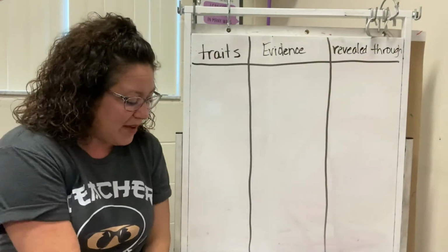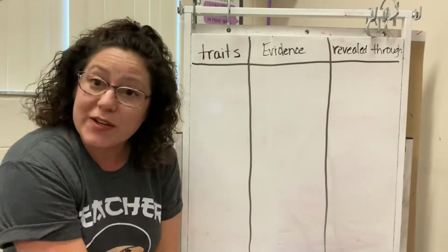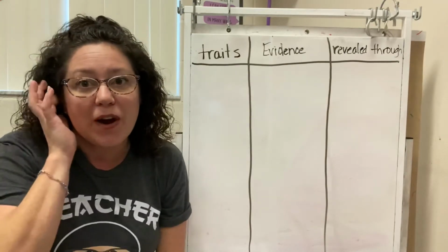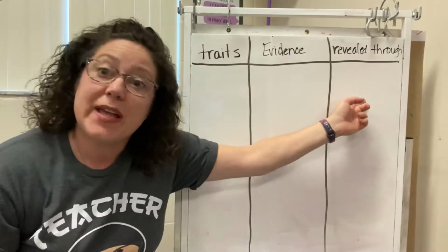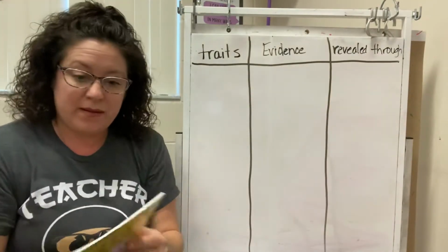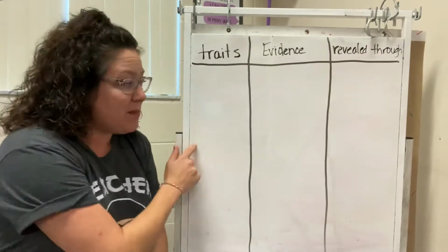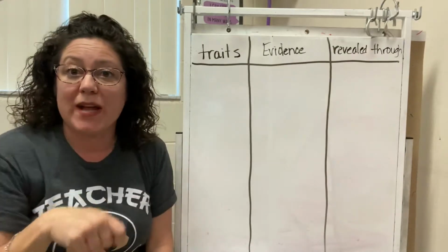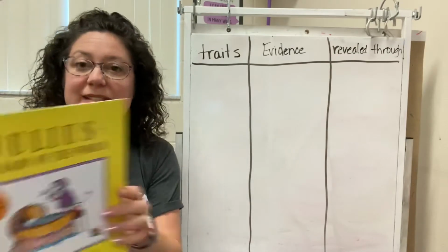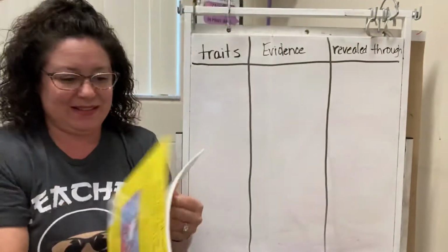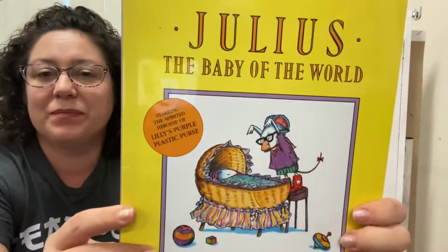You also might want to have your character traits page out, because we are going to talk about character traits and how we can infer our character traits by using evidence, and how the character is showing us how they are acting. Okay, so you're going to need to get this paper out. If you can't print it, then you can just write it in your notebook. But I am going to read Julius, the Baby of the World, and we are going to be doing some inferring.